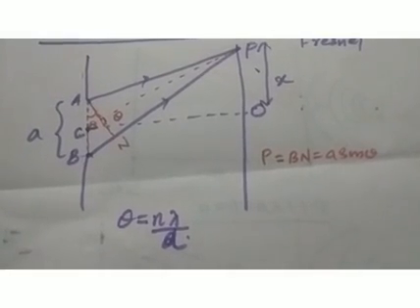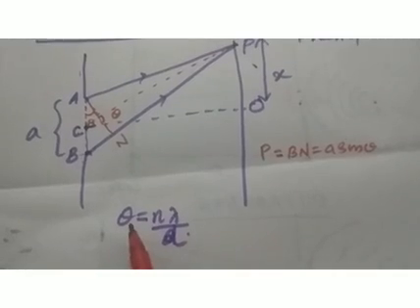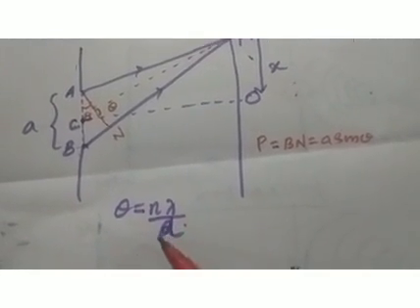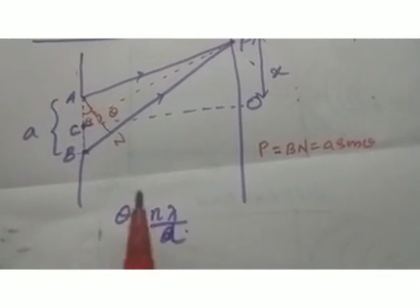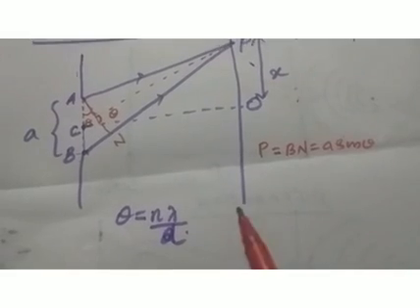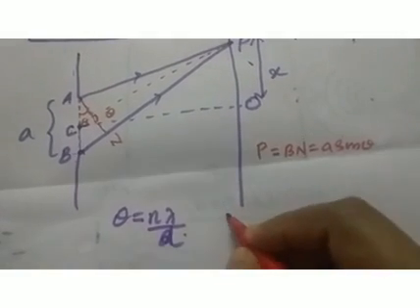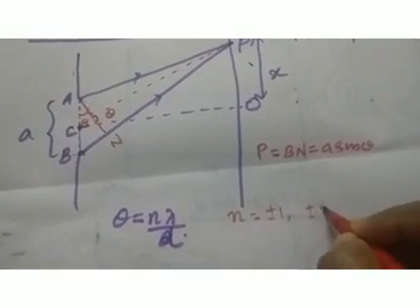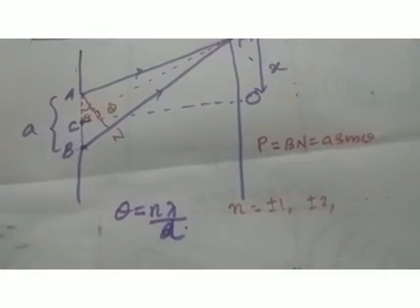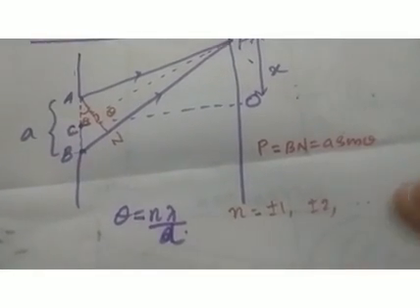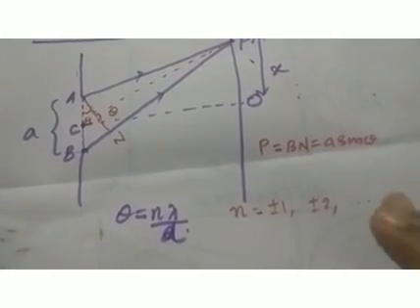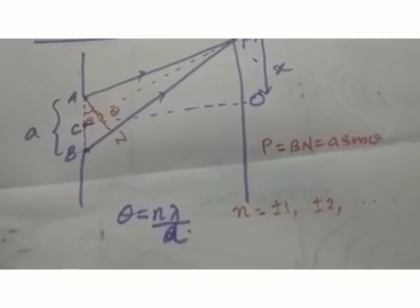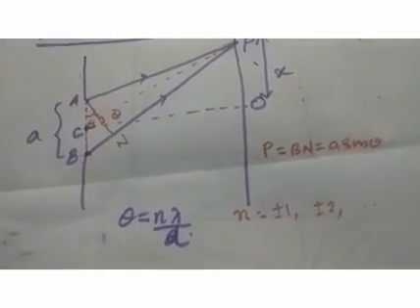Isn't it? So Fresnel, using his calculation, found out that secondary minima occurred at theta equal to n lambda by a, where n is equal to plus or minus 1, plus or minus 2, etc. Plus or minus 1 means on either side of the central maximum. Plus indicates to the right of the central maximum and minus indicates to the left of the central maximum. That's it.